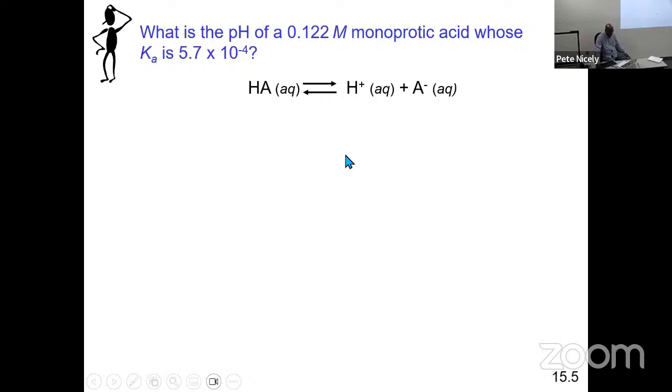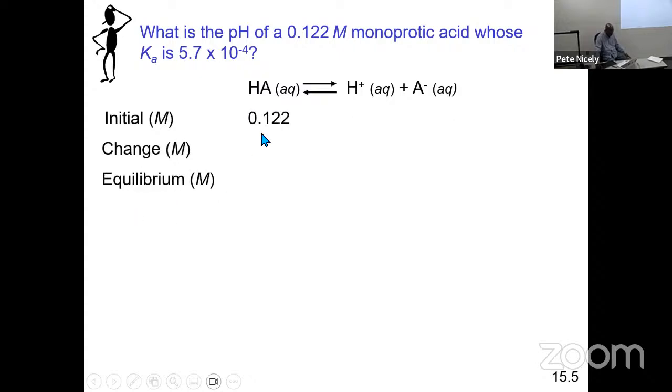So again, you write down your equilibrium equation for the dissociation of the acid, and then you set up your ICE table. So initially, you're going to have 0.122 M of your weak acid, none of the H plus, none of the A minus, all right? That's initially. Again, we're going to say X represents the amount of HA that reacted, so therefore the change for HA would be minus X, the change for H plus would be plus X, and the same would be true for A minus.